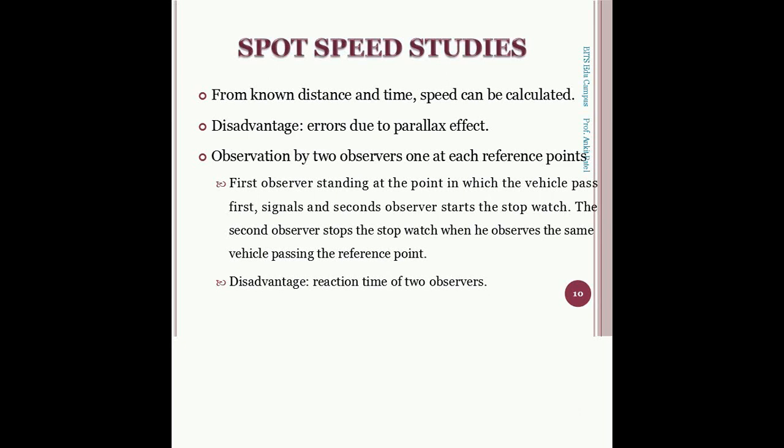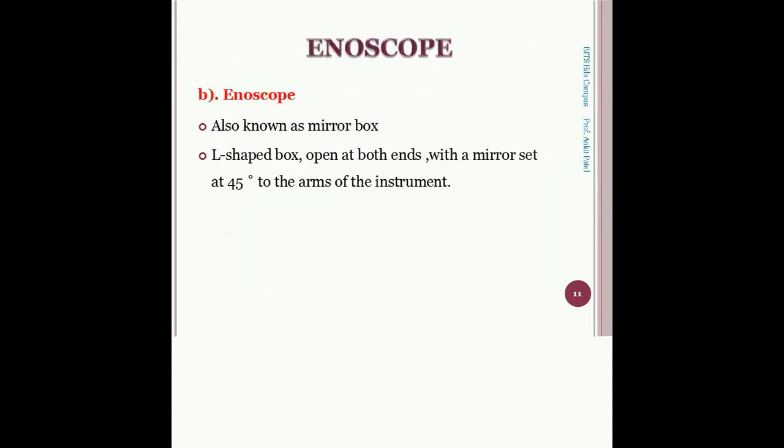Observation by two observers, one at each reference point. The first observer, standing at the point where the vehicle passes first, gives a signal, and the second observer starts the stopwatch. The second observer stops the stopwatch when he observes the same vehicle passing the reference point. Disadvantage: reaction time of the two observers.